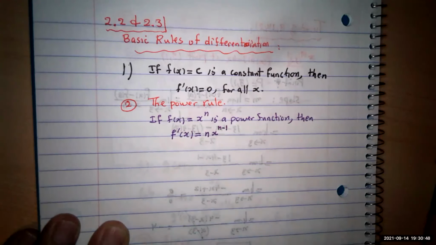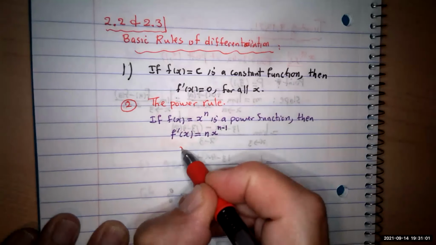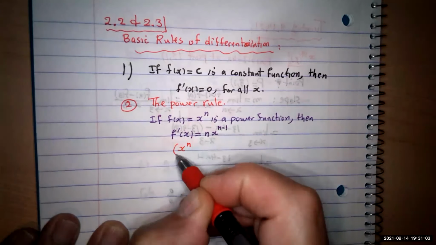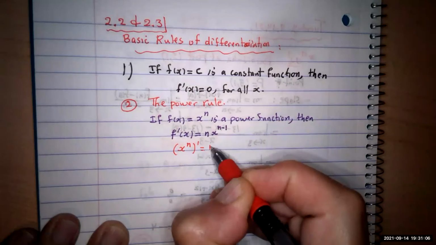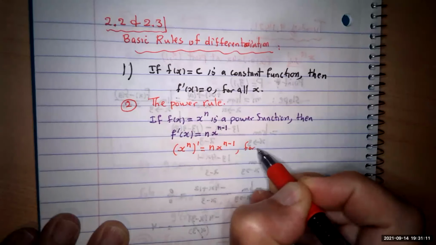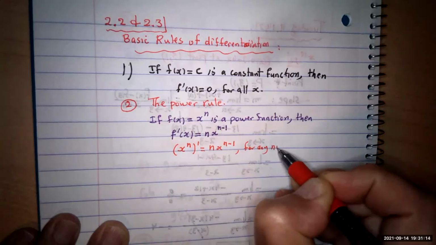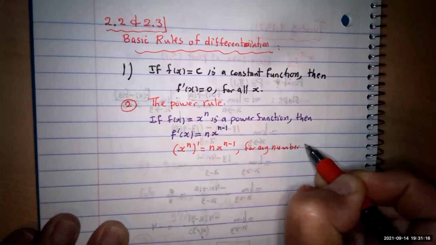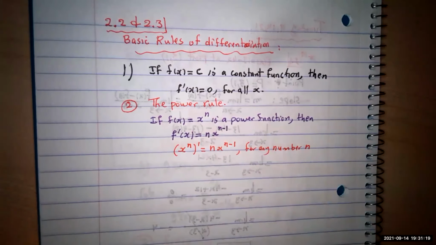Remember, if you have f of x equal to x to the 5th, f prime of x would be 5x to the 4th. We give you all sorts of powers: positive, negative, fractions, etc. So this is how we write it down: the derivative of x to the n is n x to the n minus 1. That is the power rule for any number n. It can be positive, it can be negative, it can be a fraction.